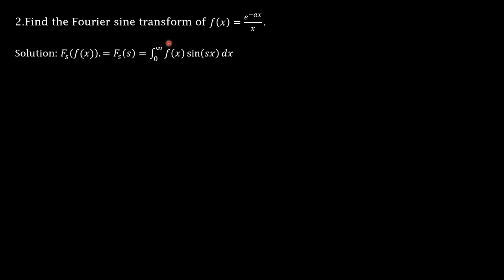From the definition of the Fourier sine transform, f of x is given by integration f of x into sin sx dx, where the limits of x are varying from 0 to infinity. Now substituting the function f of x by e to the power minus ax by x, the above integral reduces to the form integration 0 to infinity e to the power minus ax by x into sin sx dx.